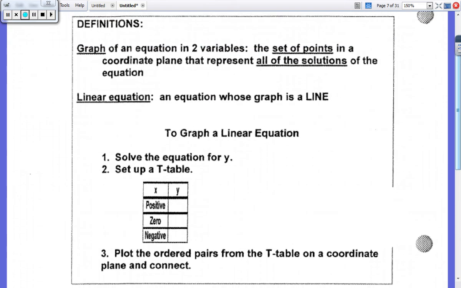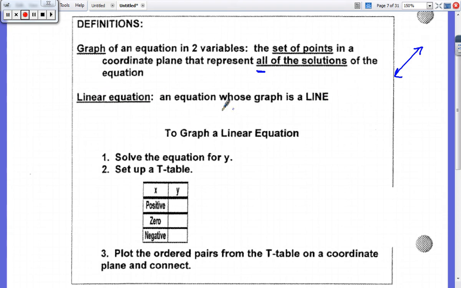All right, now we're going to talk about graphing an equation in two variables. The graph of an equation in two variables is the set of points in a coordinate plane that represent all the solutions of the equation. Now they can say all because when you graph these lines, you put an arrow on each end of it, because that means the line goes on and on forever, and that's how they can say the all.